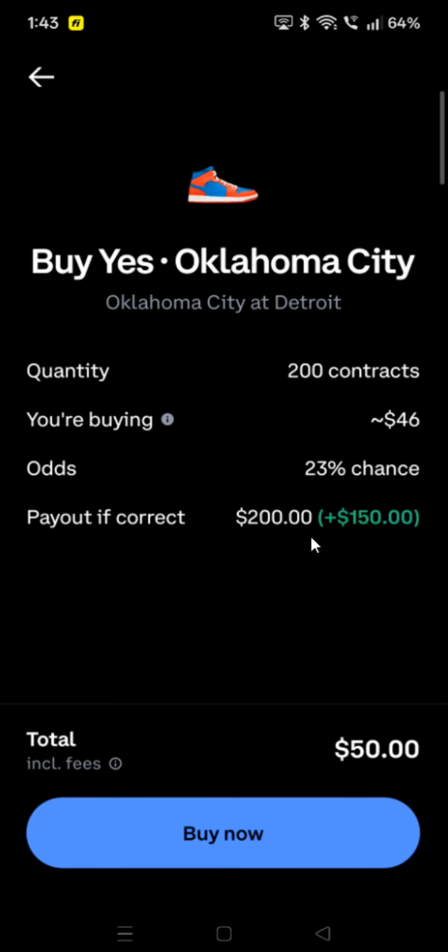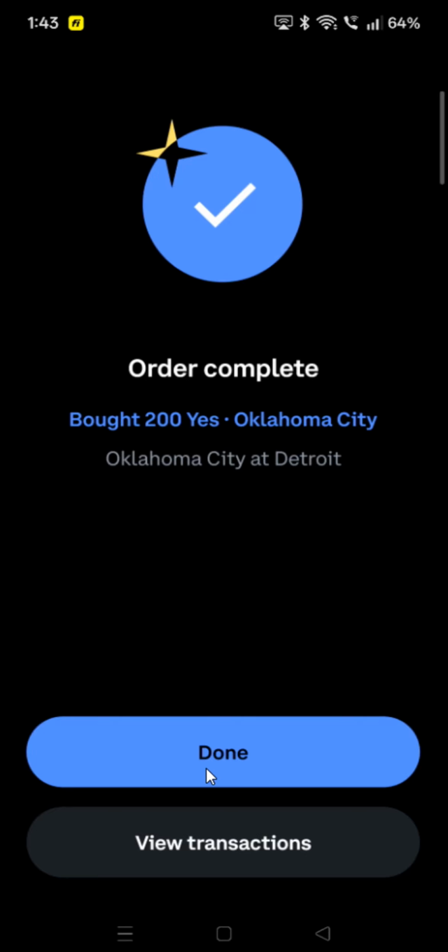It shows you the payout if this prediction is correct. And then it'll show you the total. And you can take a look at the fees if you want as well. And then I can click buy now. And my order is complete, so I can click done.